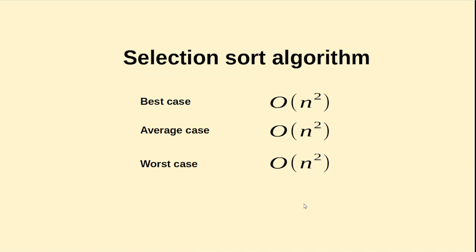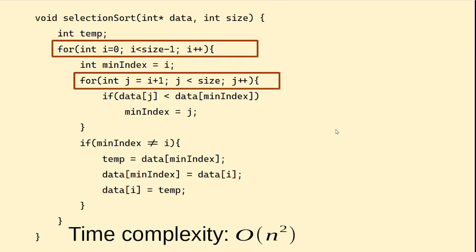Finally, the best case, average case, and worst case big O complexity: in all cases it is big O(n squared). This is because the comparison, the if statement inside the inner loop, is executed for the execution of all the external and internal loop iterations. If you have an external loop and an inner loop, then it is obviously going to be n squared complexity.